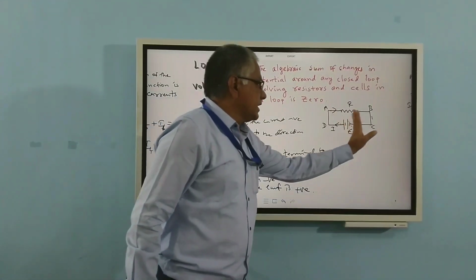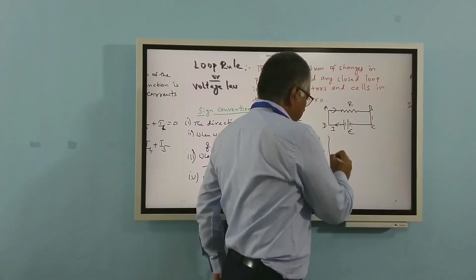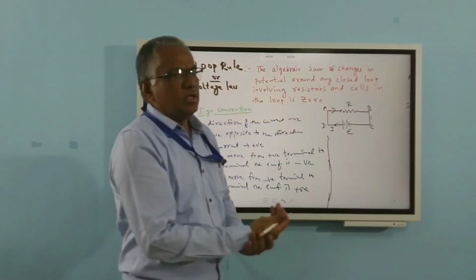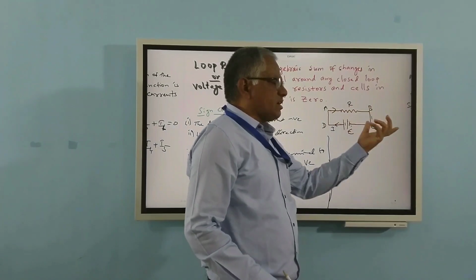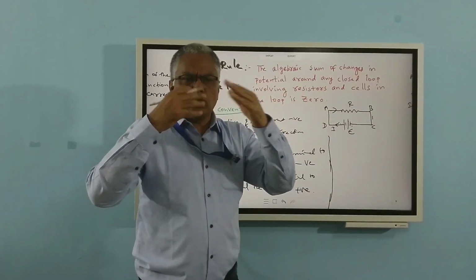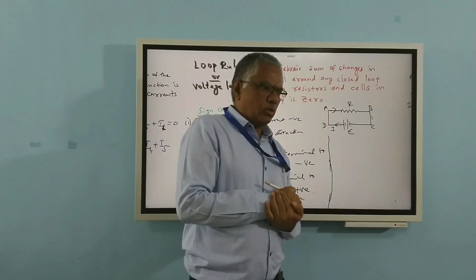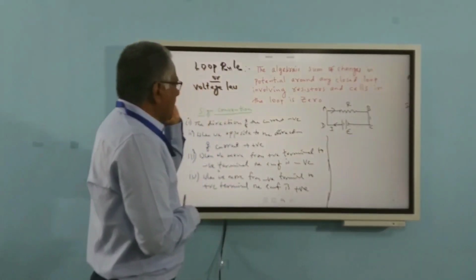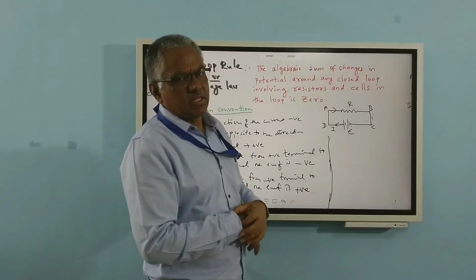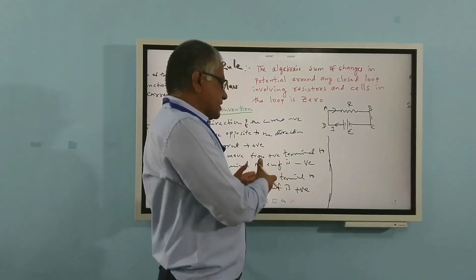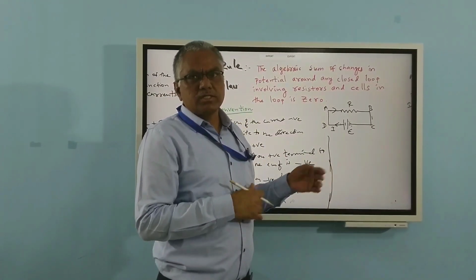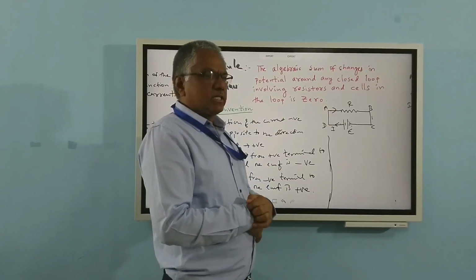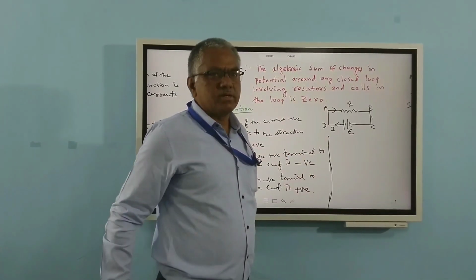By taking these things, let us say a small circuit is given here, we can apply this second rule. A simple circuit is generally not needed, but when a larger number of resistors are present in the circuit, this law will be very useful. This voltage law is also known as the conservation of energy. That is, energy conservation will be satisfied.